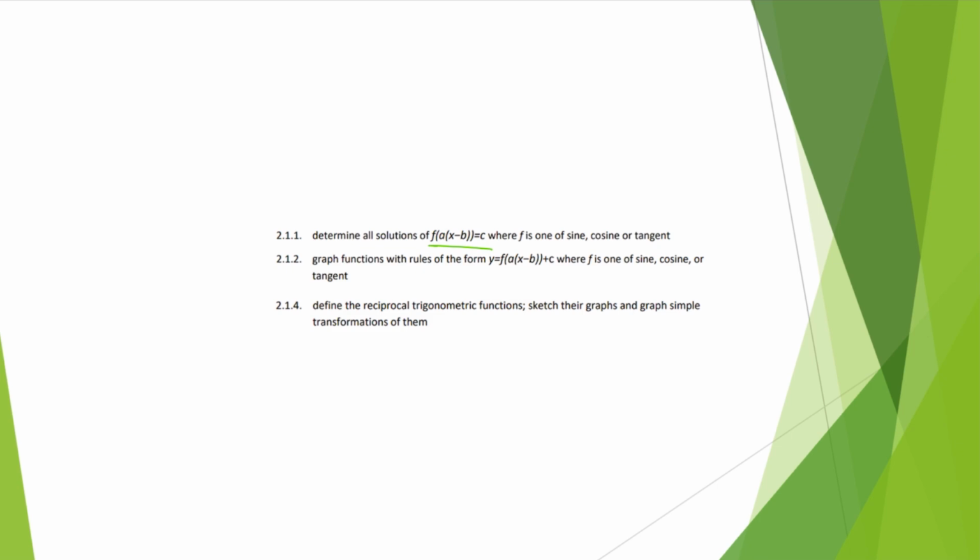The next thing that we did was we graphed sine, cosine, and tangent functions with transformations. Again, it's basically the same as methods, but you deal with more transformations layered on top of each other, which can become a lot more complex to graph. And finally, we looked at reciprocal trigonometric functions, what they're defined as. We looked at the third letter corresponding to the basic function that it corresponds to. So sec corresponds to cosine, cot corresponds to tan, and so on and so forth. We also sketched their graphs, and we also graphed simple transformations of them.